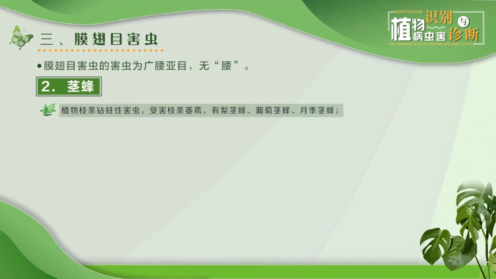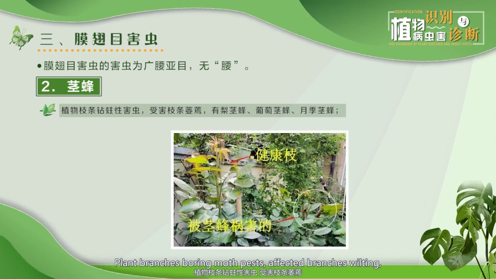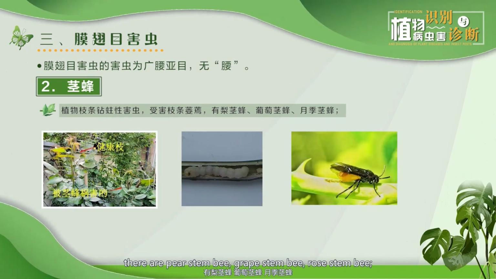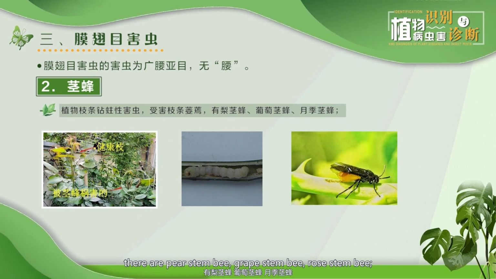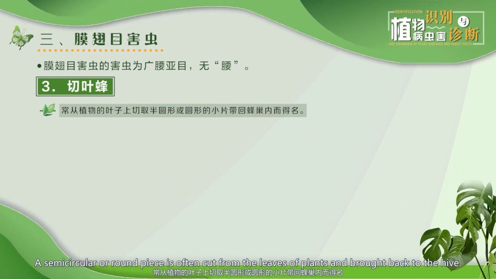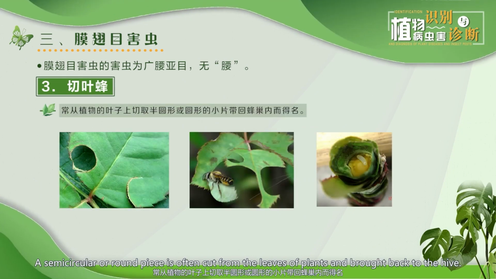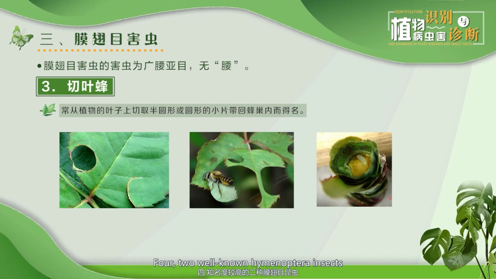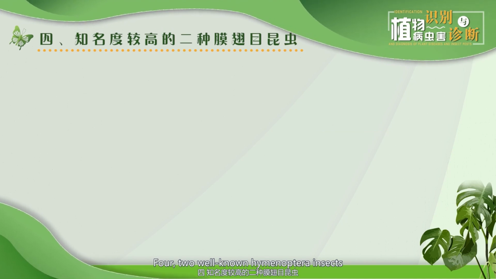2. Stem bees. Plant branches are bored by these pests, and affected branches wilt. There are pear stem bee, grape stem bee, rose stem bee. 3. Leafcutter bees. A semicircular or round piece is often cut from the leaves of plants and brought back to the hive. 4. 2 well-known Hymenoptera insects.